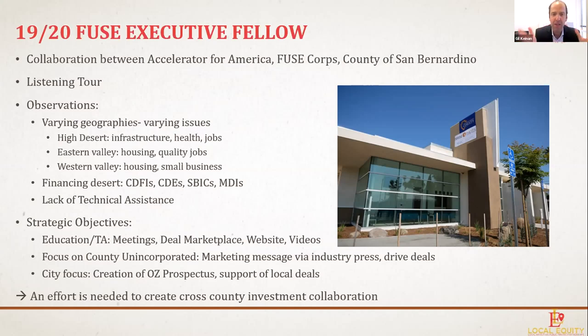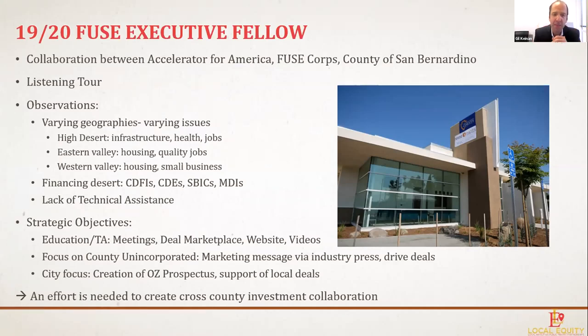The other thing that we've observed is that in many areas we have what's called financing deserts. I call it that, some industry experts call it that. We don't have enough CDFIs, we don't have enough community development entities, small business investment corporations, minority depository institutions. So when you think about HUD programs that are supposed to partner with those parties, if they're not available on the ground and they don't understand the community, they can't partner with the community. That's a problem right there.